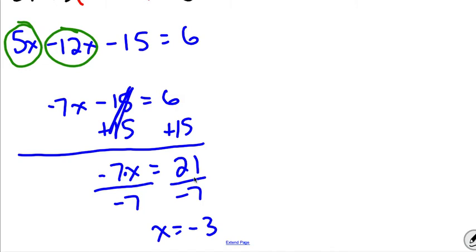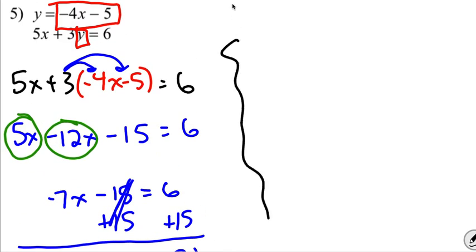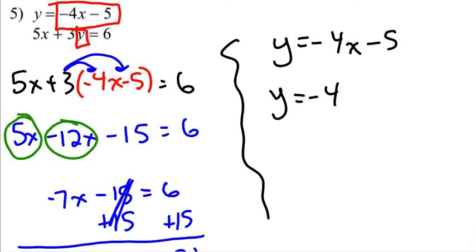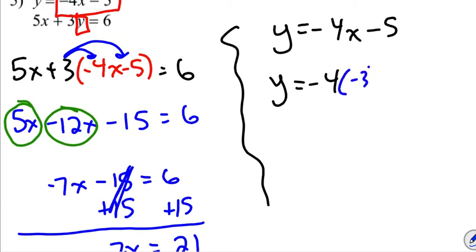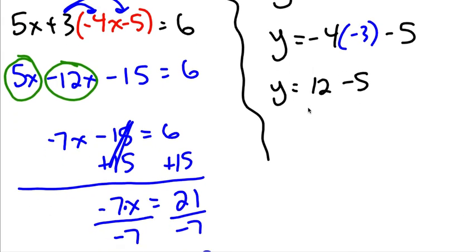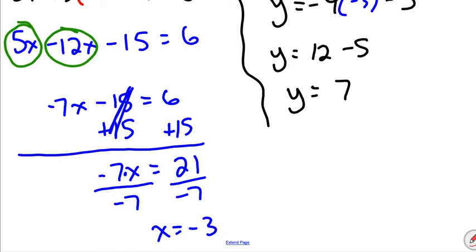Up next, take that, plug it in to the equation for y, and see what our y value is. So y equals negative 4x minus 5. y equals negative 4 times, x is negative 3, I just solved for that, so negative 3, minus 5. Negative 4 times negative 3 is positive 12. 12 minus 5 is 7. Final answer, x negative 3, y 7.